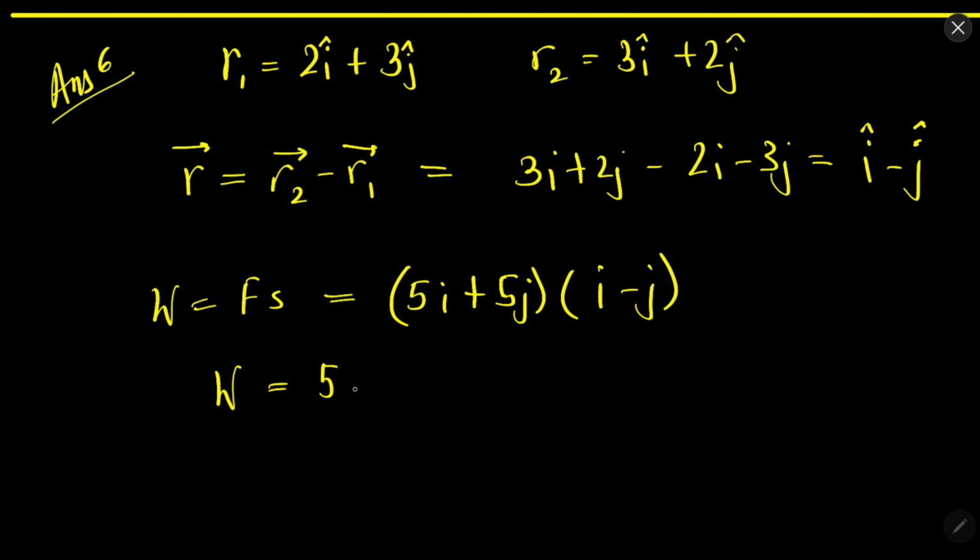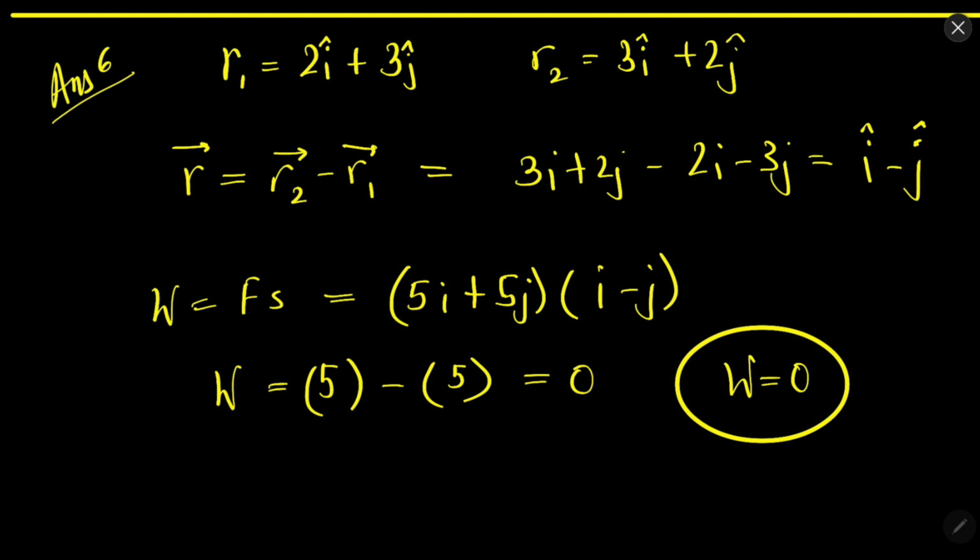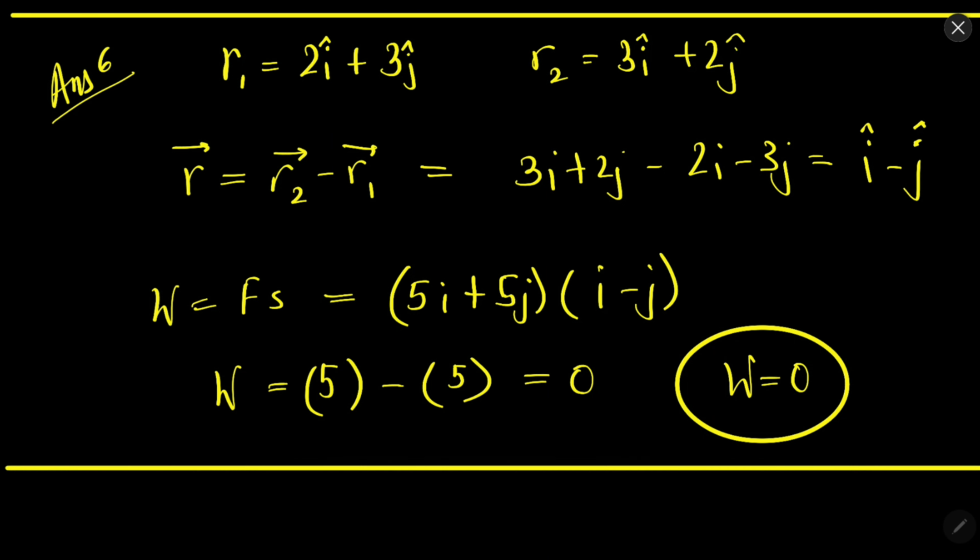So 5 into 1 will be only 5, and minus 5 into minus 1 will be minus 5. So 5 minus 5 will give us 0. So the work done comes out to be 0. So we do not need to do any work when we are moving the particle in such a way.